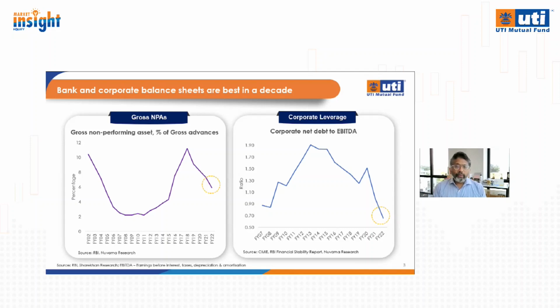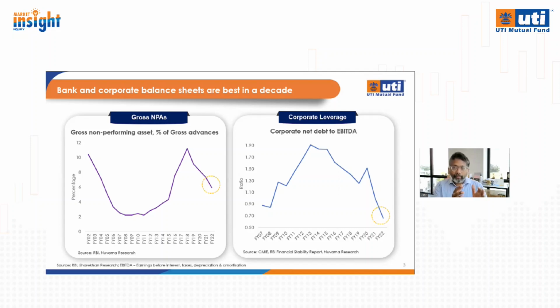On the left hand side, you have the bank NPAs as a percentage of gross advances, and you can see that this ratio as well is now in a steady decline. In fact, this is not yet updated for FY23 year-end numbers, but my suspicion is that once the full year FY23 numbers get updated in the slide, you will see a further decline in that ratio.